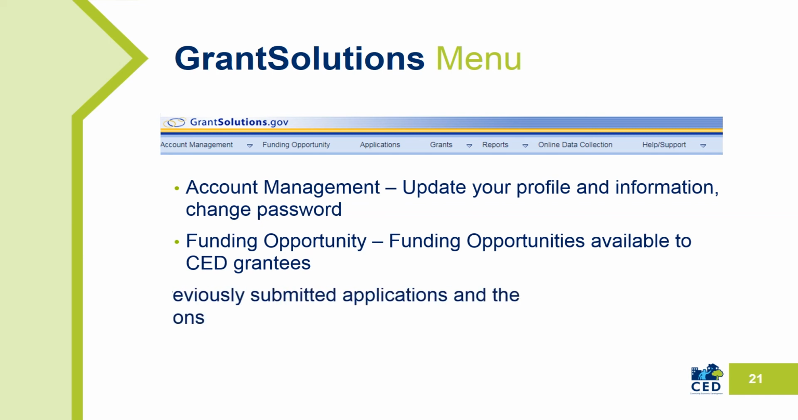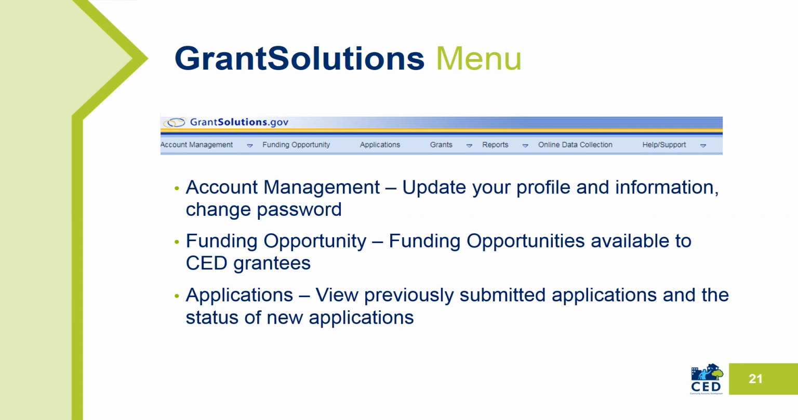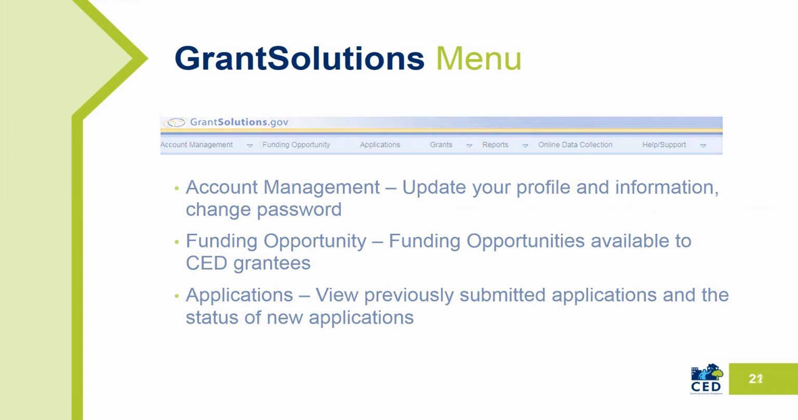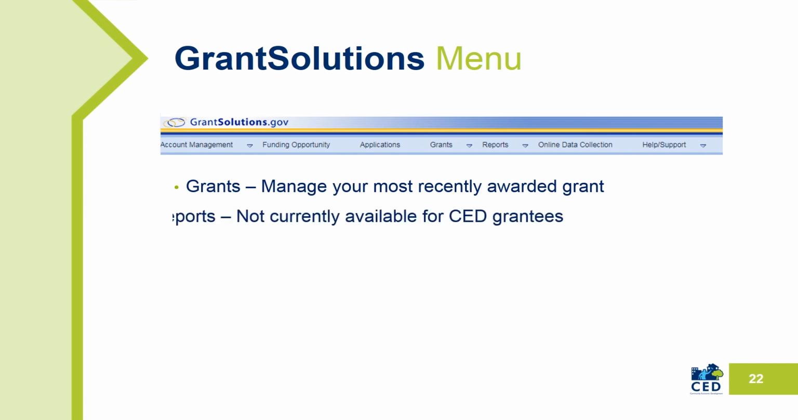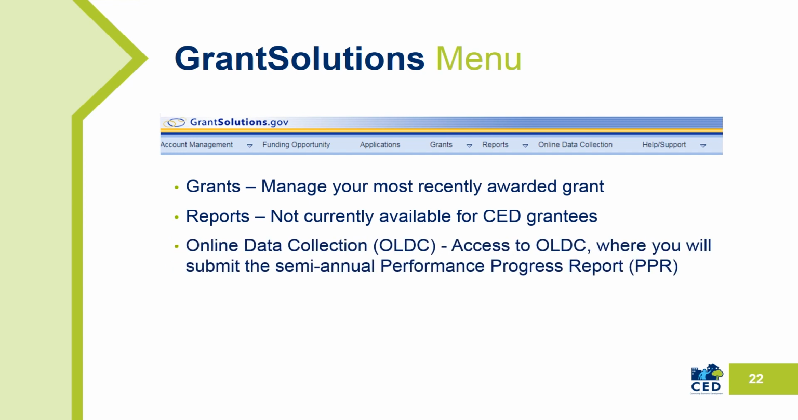There is also the Applications section. Once you've begun an application, you can access it here. This link also displays any previous applications your organization has submitted and their status. The Grants section is where you'll access the My Grants list screen, which we just went over. The Reports option is not currently available for use by CED grantees, so you can ignore this feature in GrantSolutions for your CED grant.